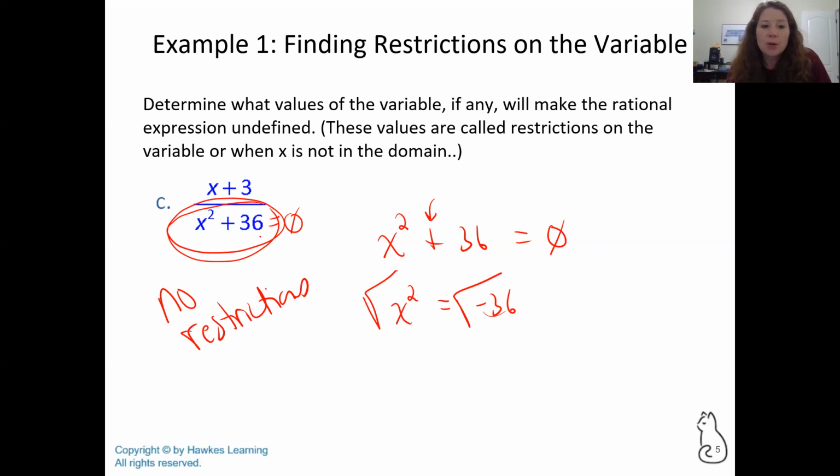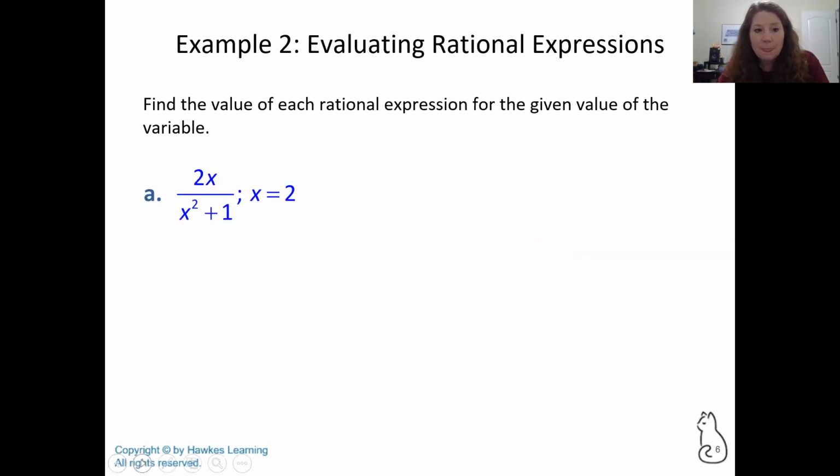There's no number that x can equal to make the denominator equal 0. Because even if x were -6, -6 squared is positive 36. So there are no restrictions on this particular problem.